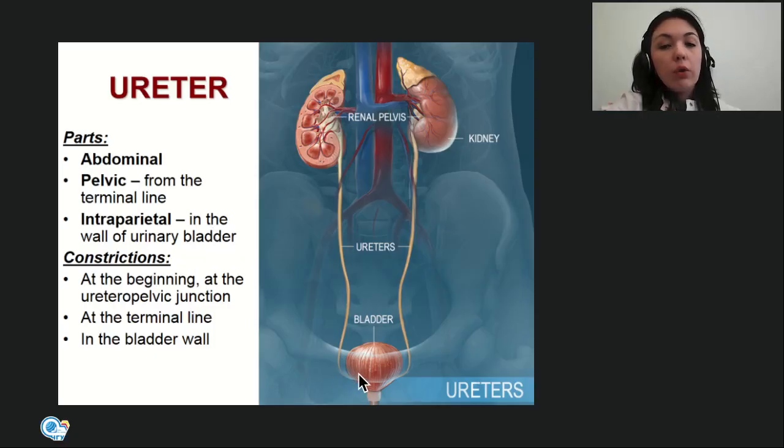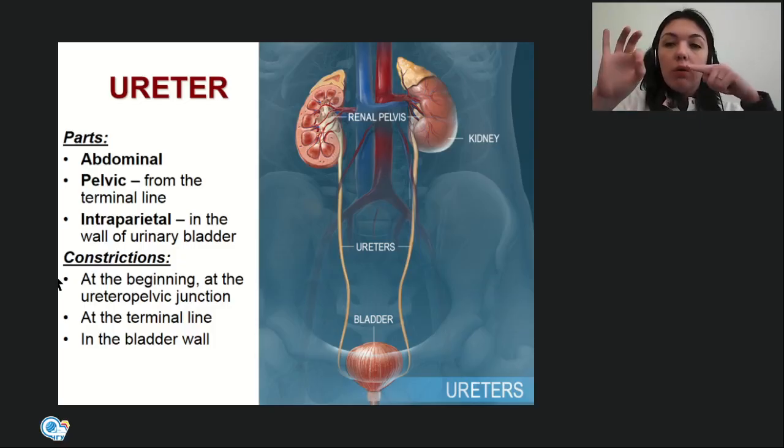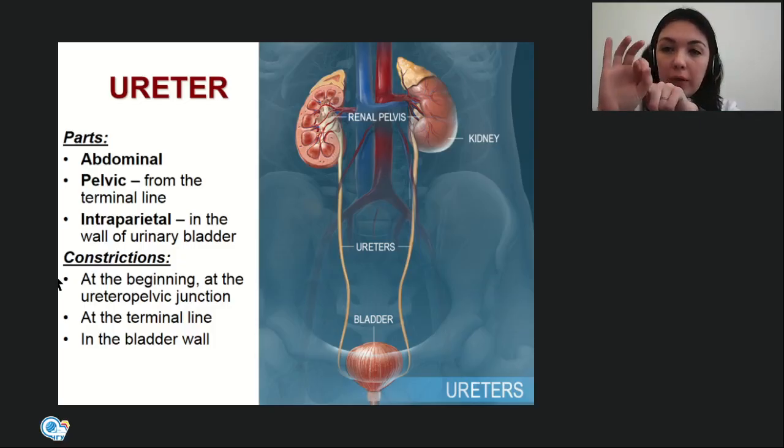The diameter of the ureter is not equal at all levels. There are some narrower places, which are constrictions. The first constriction is located at the very beginning, at the uretero-pelvic junction. Here we can see it. Then the second constriction is located at the terminal line. And the third constriction is located in the wall of the urinary bladder. In the wall of the urinary bladder, the ureter doesn't have a straight course. It moves obliquely. That's why the intramural part has a definite length, and there it forms a constriction.